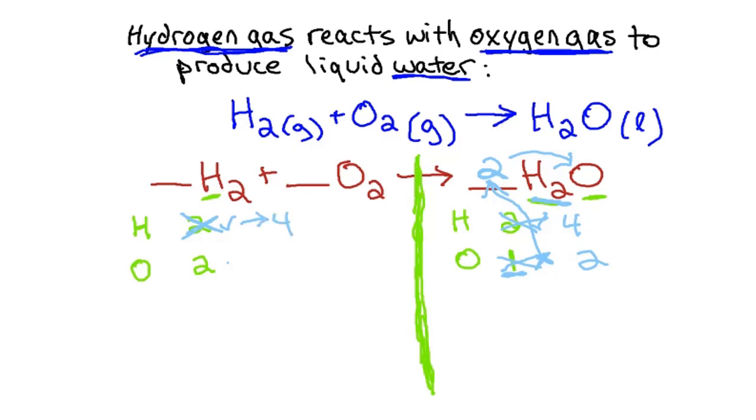And the way that we do that is we put a molar number 2 in front of the hydrogen. So 2 times the 2 is going to equal 4. So now we have 4 hydrogens and 2 oxygens on the left, and we have 4 hydrogens and 2 oxygens on the right. So the total balanced equation would be 2H2 plus O2 yields 2H2O.